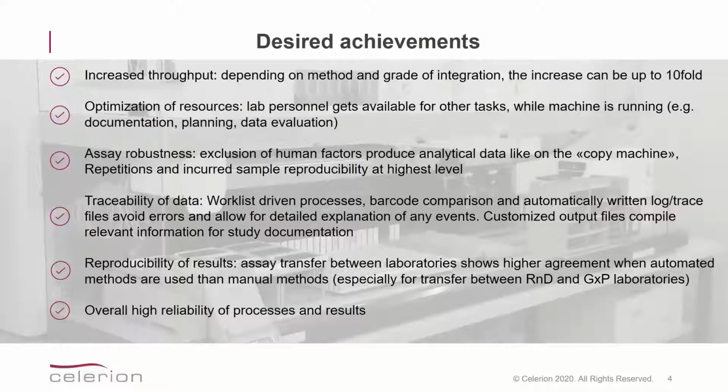But also the other achievements in the list, namely assay robustness, data integrity through traceability, and reproducibility are truly valuable, with fewer repetitions and highest alignment in incurred sample reproducibility. All achievements together result in a high overall reliability of automated processes and robot-created data.